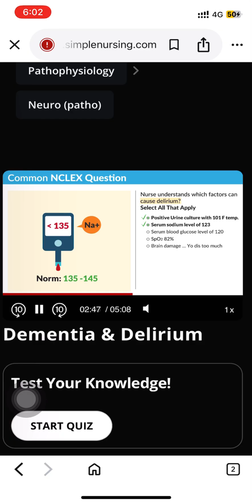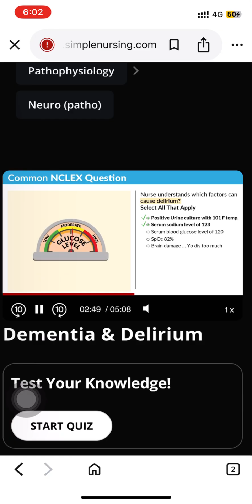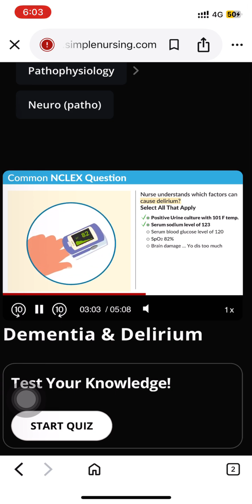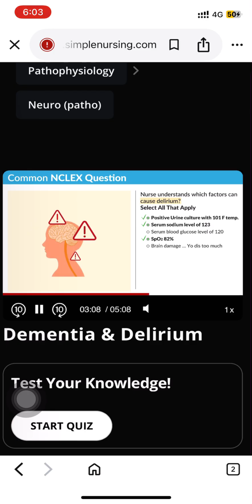That's indicative of hyponatremia. Now option 3, serum blood glucose of 120. No, that's actually a good range. So we only get low sugar below 70. That hypogly, the brain will die below 70 here. Now option 4, SpO2 of 82%. Yes, that's hypoxia. And option 5, that brain damage is incorrect here.